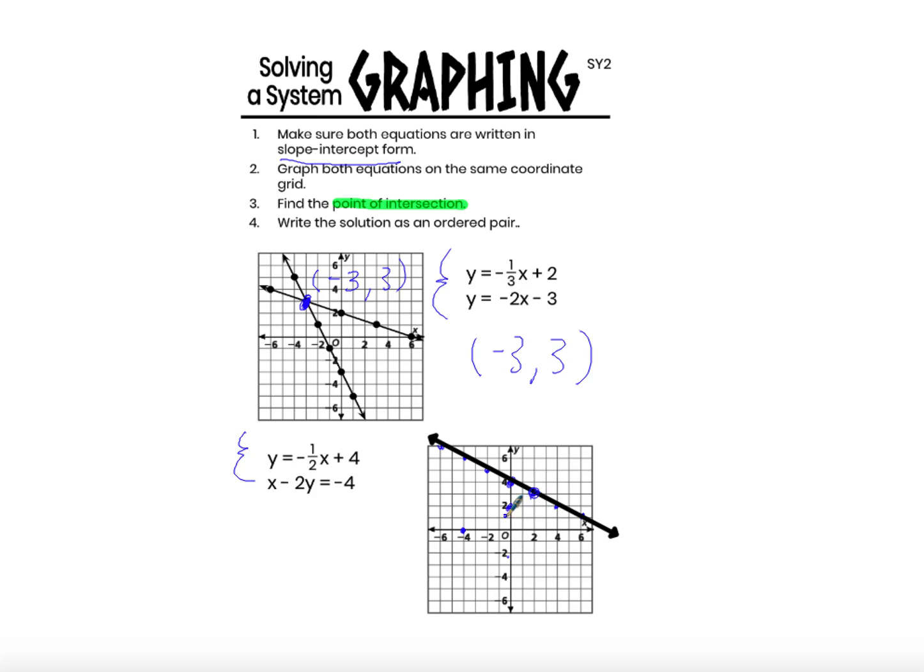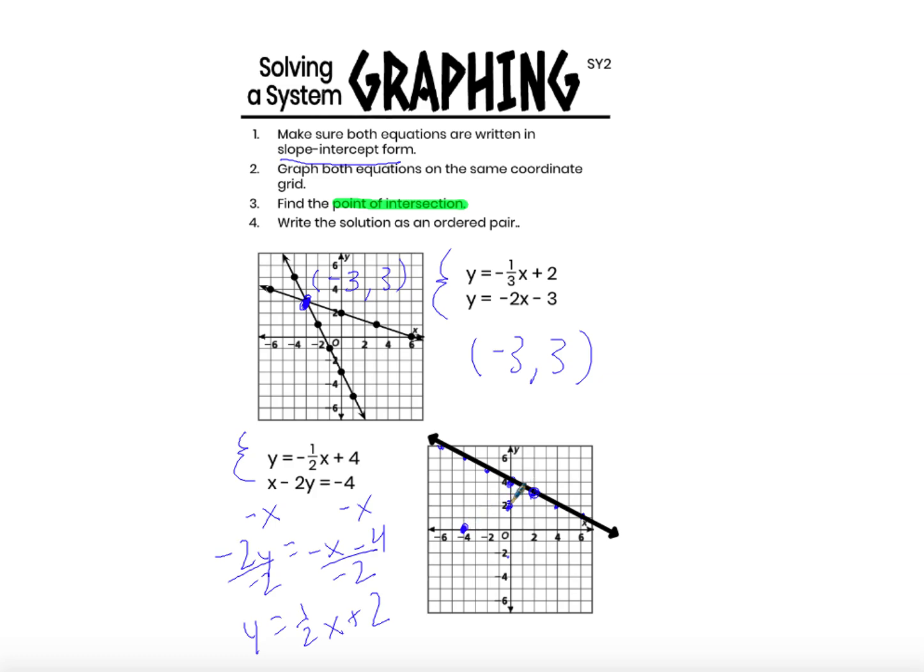But the further the point of intersection is from the intercepts, the less precise my standard form graphing will be. That's why in our instructions we say make sure both equations are written in slope-intercept form. You could graph it using intercepts, but it just won't be very precise. All right, so let's transform this into slope-intercept form. Negative 2y equals negative x minus 4. Divide that by negative 2, and I get y equals 1/2 x plus 2.